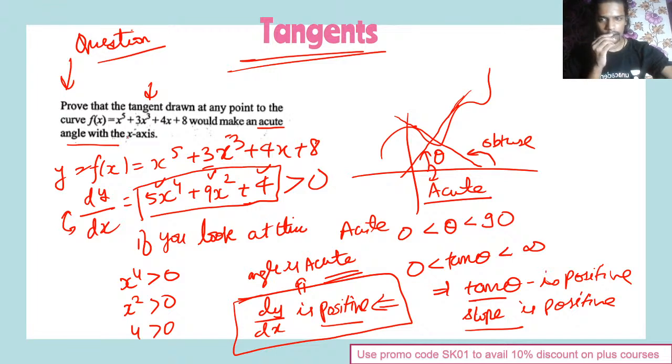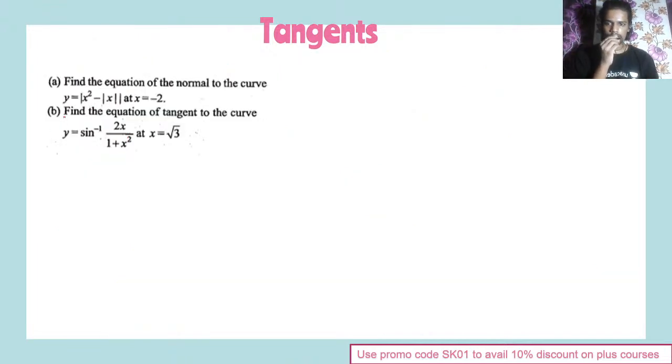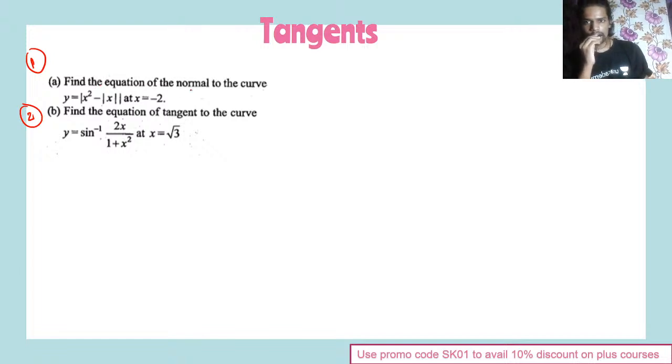Anyway, so let's move on to the next question. The next question has two parts. The first part is: find the equation of the normal to the curve at the point x equal to -2. The second is: find the equation of the tangent to the curve at x equal to √3.